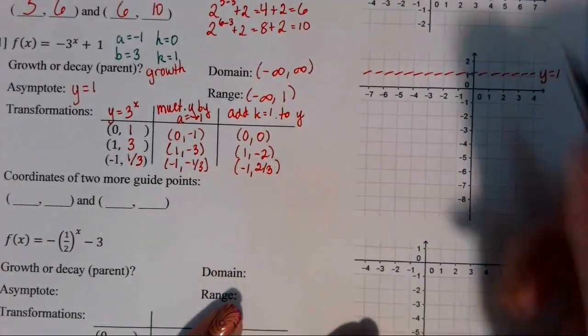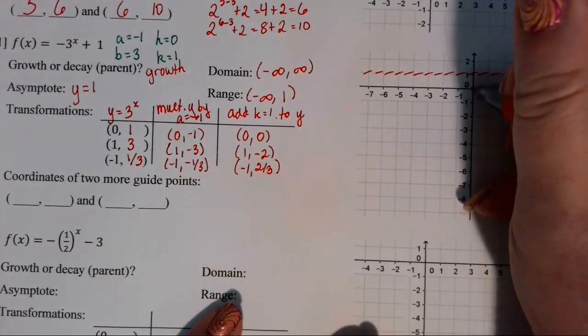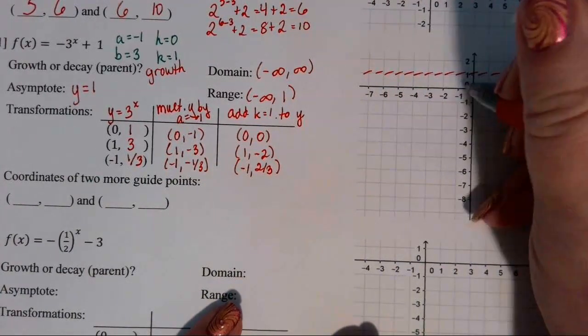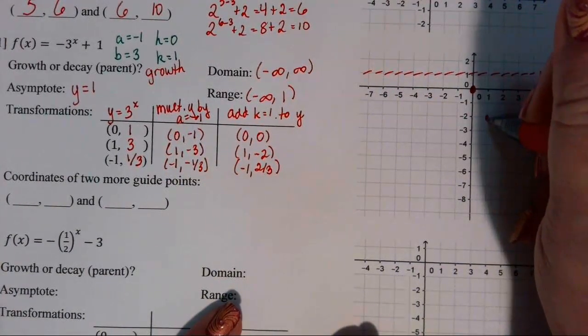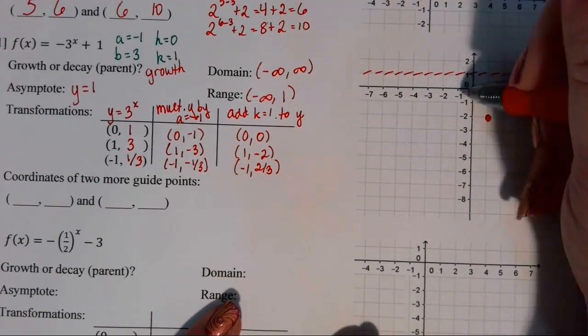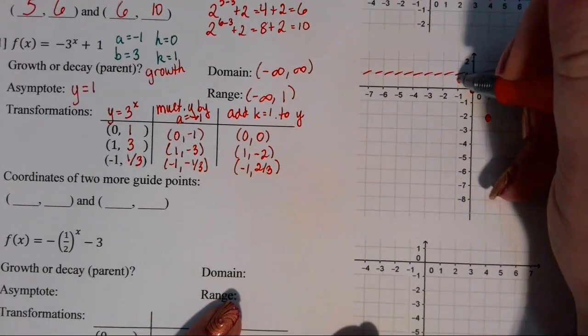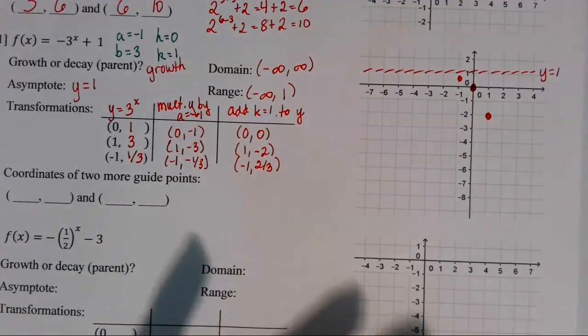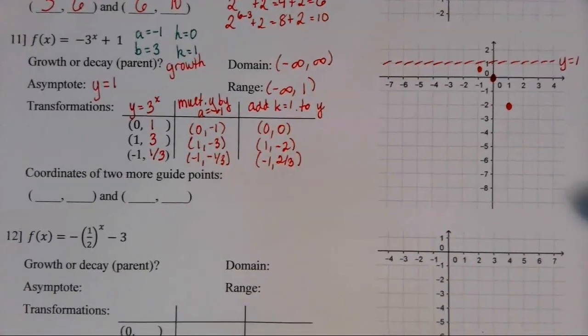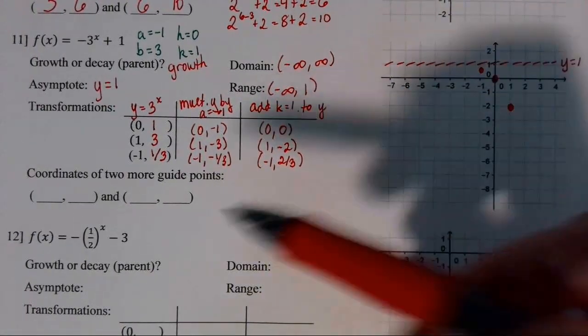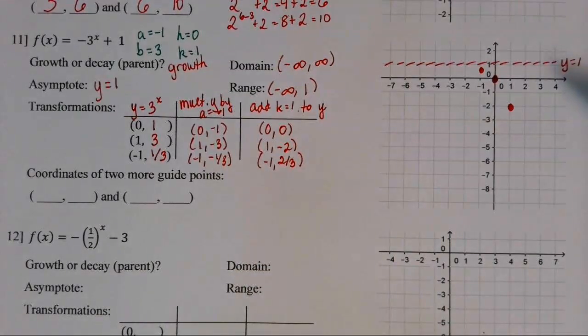And we'll go ahead and plot those points then at the origin, 1, -2, and then -1, 2/3. So we want to pick x values to find the coordinates of 2 more guide points.